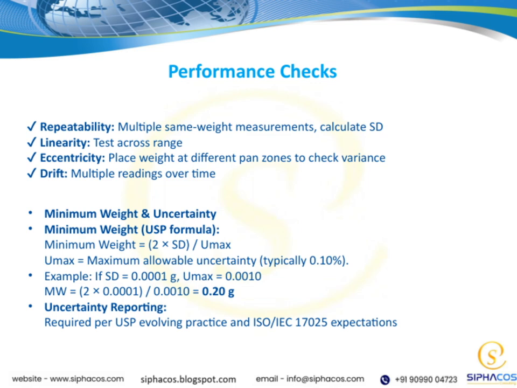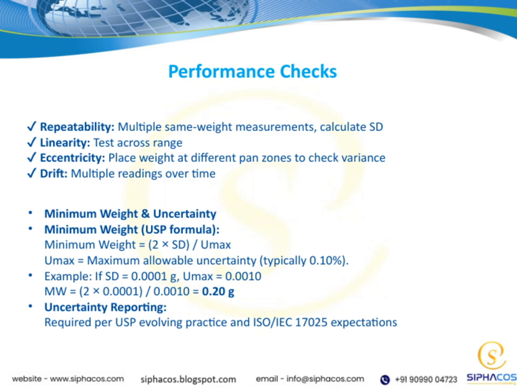Now, regarding uncertainty reporting, it's become a required practice according to USB guidelines and ISO IEC 17025 standards. Properly reporting the uncertainty associated with our measurements is crucial for transparency and compliance. Moving on to performance checks, these are essential to maintain confidence in our measurements.